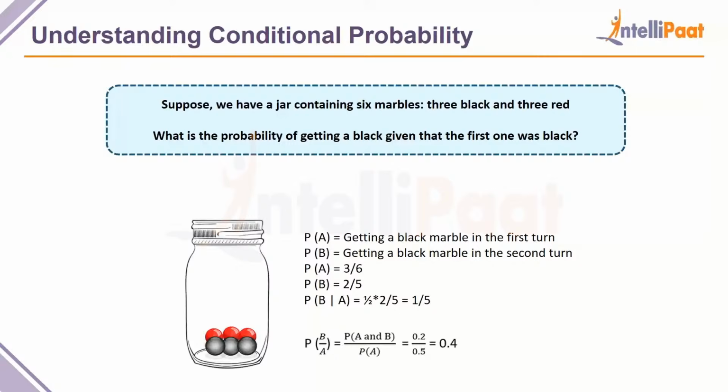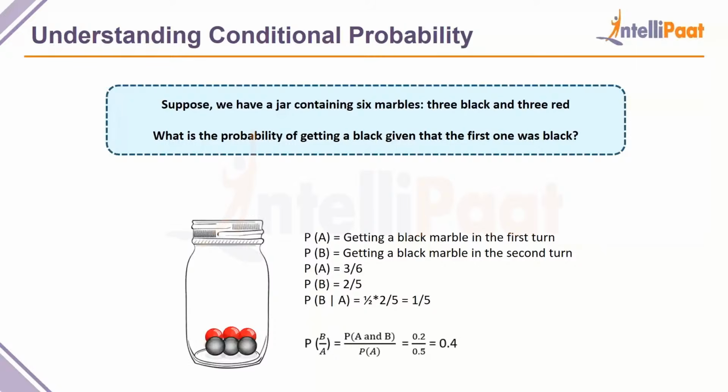So let's say that instead of a jar, it was a bag. You have closed your eyes, you randomly put your hand inside the bag, and randomly pull out a marble. The first marble that you pull out is the black one. What is the probability that you put your hand back into the bag and pull out another black marble? Because obviously the number of marbles and the number of black marbles have changed from 3 out of 6 to 2 out of 5. So let's take a look at that.